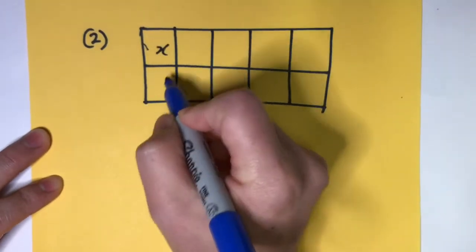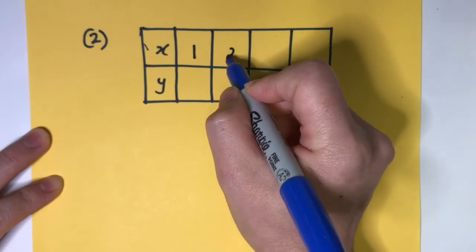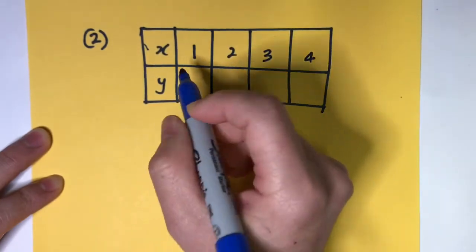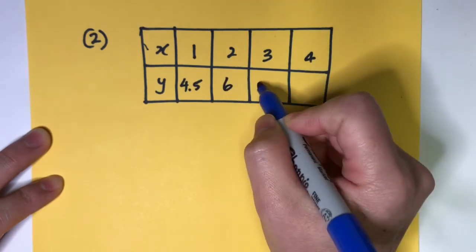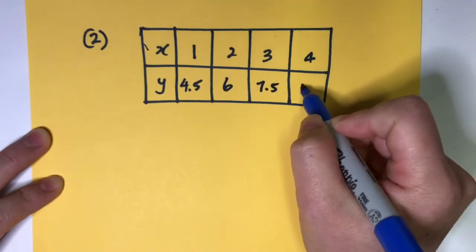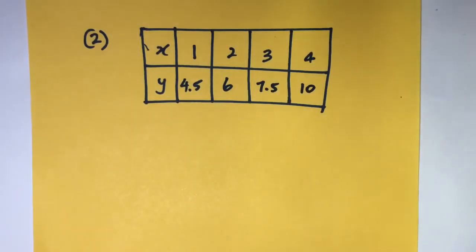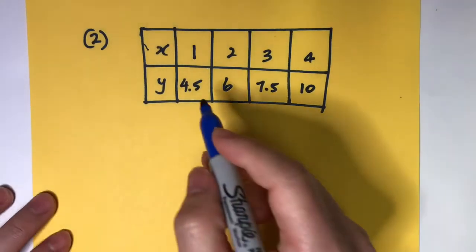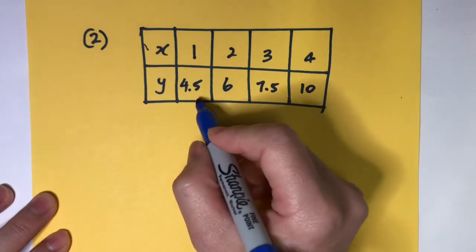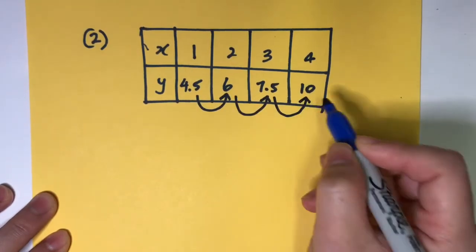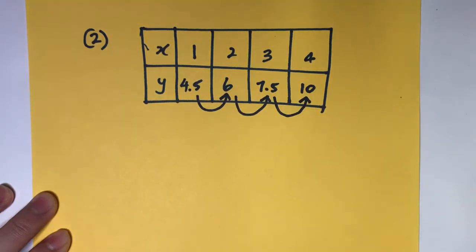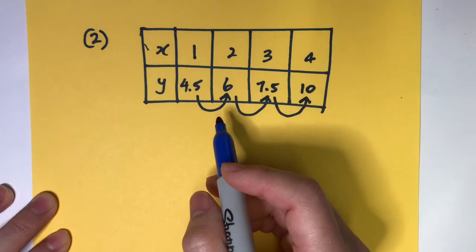So x, y, 1, 2, 3, 4. I'll go 4.5, 6, 7.5, 10. Okay, so it's not that hard, but it's a little bit different in variety. So 4.5, 6, 7.5. Okay, don't panic. It's just the same. You just have to find the pattern. I can say it's easy, but it's not really. I know what you're talking about. So it's not that easy.